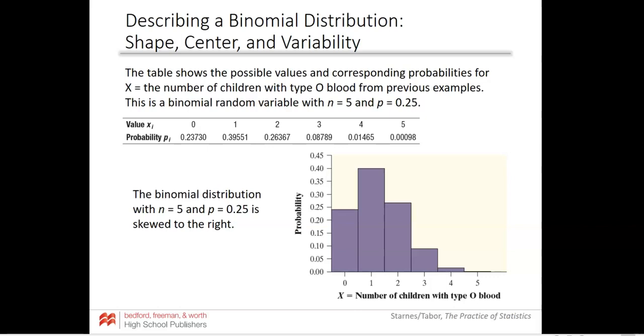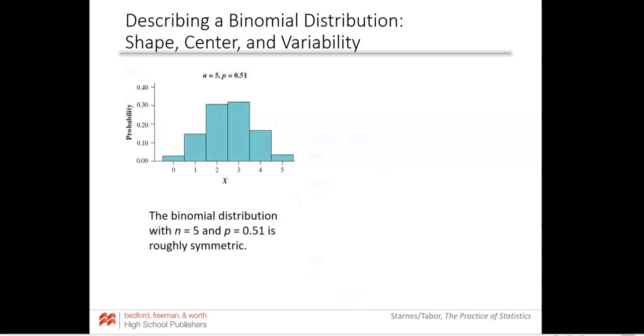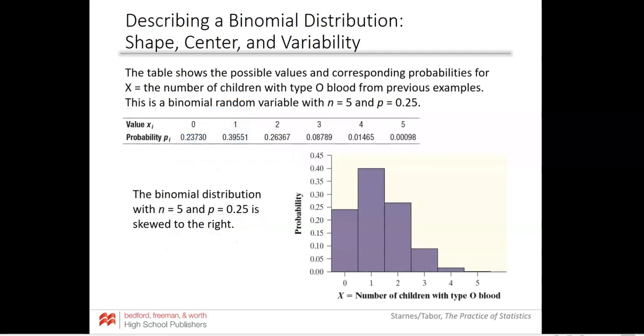Which kind of makes sense, right? We think that 0.25, so 1/4 of 5 is like 1.25. So the mean should be somewhere around 1.25, which it looks like it probably would be. It looks like the median's at 1 there. But how would you describe that? It is skewed to the right, with p equals 0.25 and n equals 5. So you're using the n and p values to describe it, and just describing the shape.